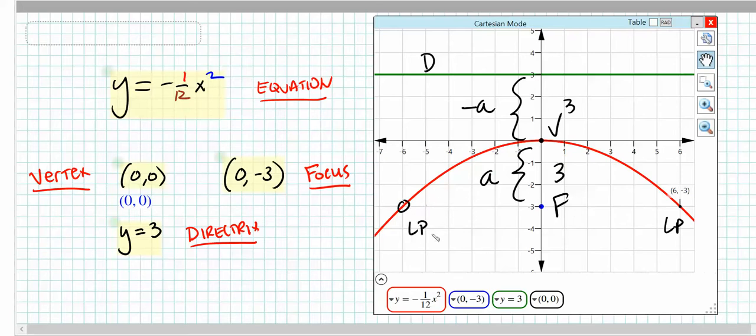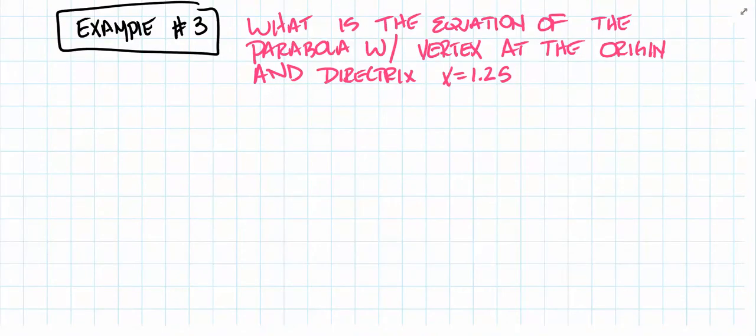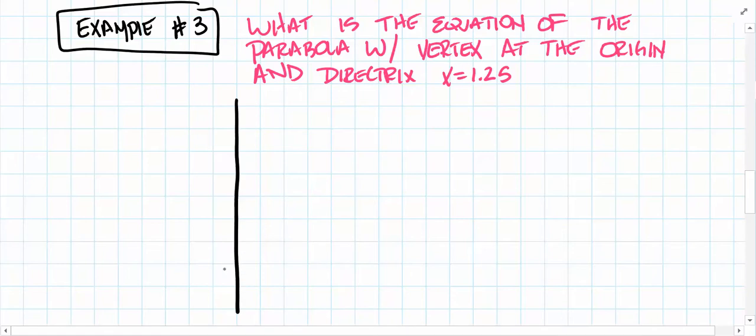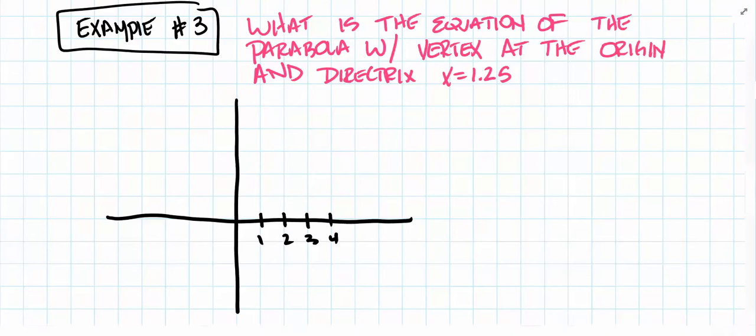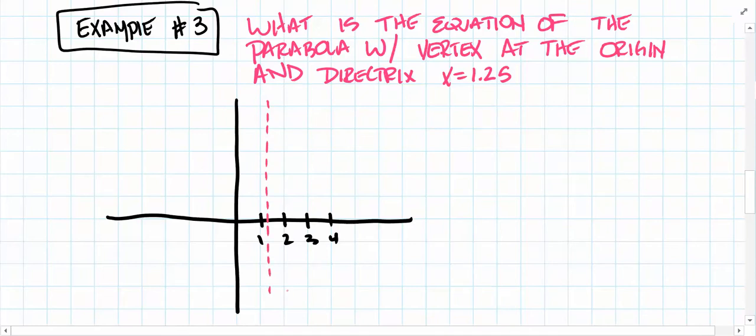Okay, let's move on to example 3. What's the equation of the parabola with the vertex at the origin and the directrix at x equals 1.25? So again, here's what I suggest that you do. First thing is draw a graph and put some information on the graph that you know. Well, if this is 1, 2, 3, and 4, then x equals 1.25 would be this line right here. So there's the equation, x equals 1.25, and that's my directrix.